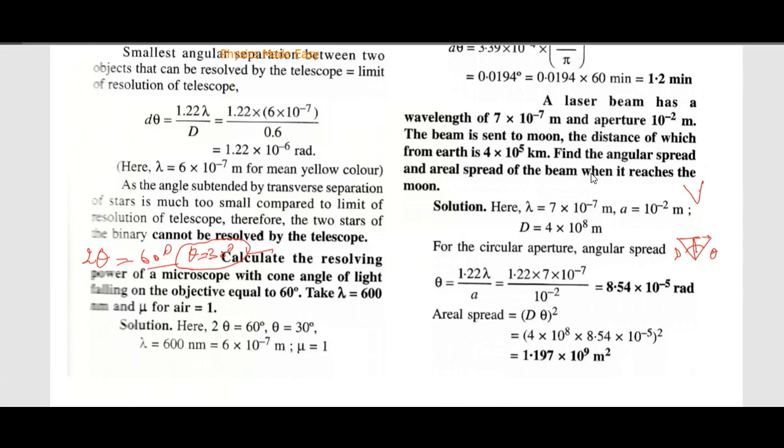And here we don't multiply with pi. Why don't we multiply with pi? Because this angle is in radians. If you take the angle in degrees, then you will have to do that. So this will give you the areal spread. The areal spread is the base of the cone, like this.